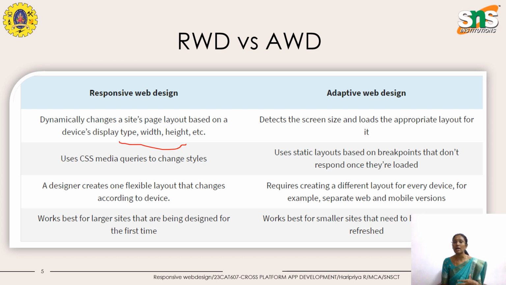In adaptive, we have separate web and mobile versions, and we have to work on every device. Okay, different layouts, different sizes, and different heights are what we change in adaptive web design. Okay, the next one is that it works best for larger sites because the design is done first. In responsive web design, designing is the first part, and next we go to the coding side. Okay, in adaptive we have to work on small sites. We need to refresh the tools to carry on into the next slides.